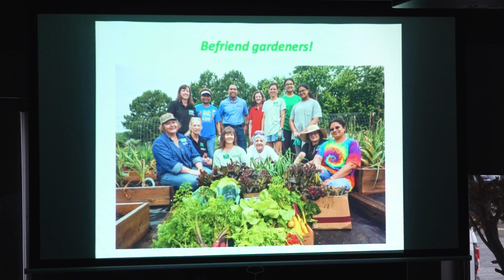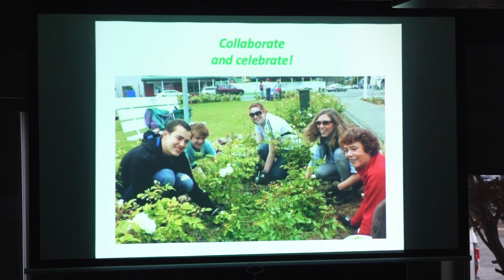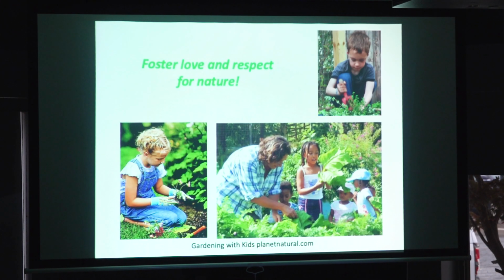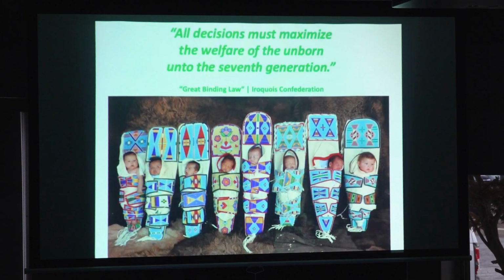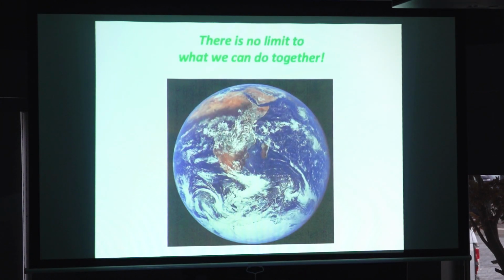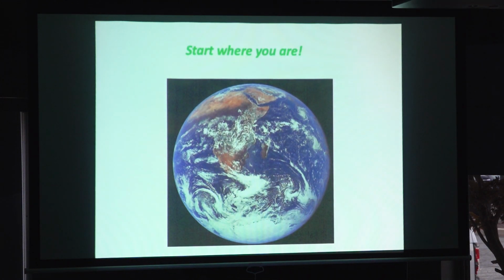Befriend gardeners in your area. Collaborate, work together. Celebrate what you're doing. Many hands make light work. And the more people you know, the more plants you have access to, because you're sharing those plants. And the more children who are enjoying gardening, well, the better off we are, because all decisions must maximize the welfare of the unborn. We have to think about them, right? Unto the 7th generation. There is no limit to what we can do together. Start where you are, and thank you for doing your part.